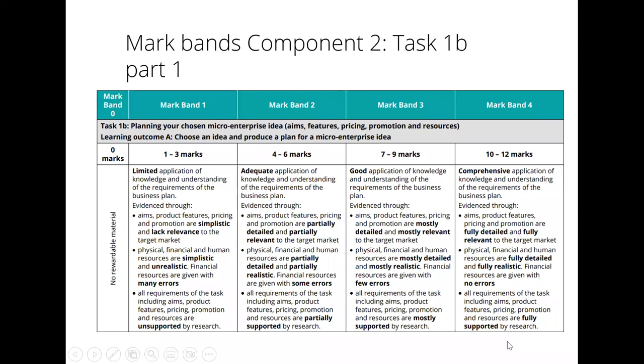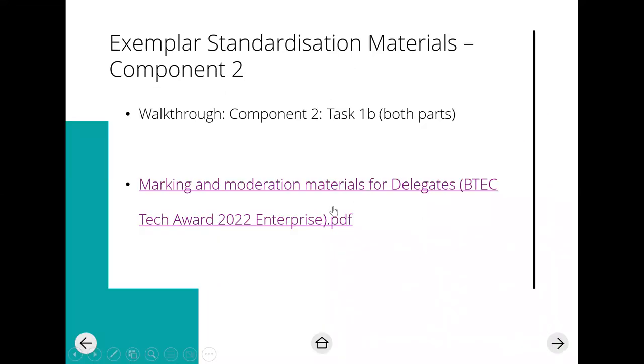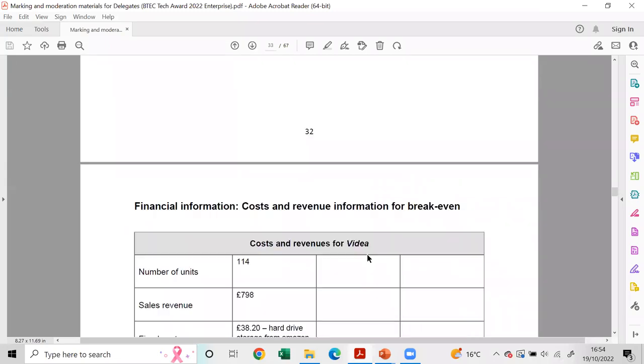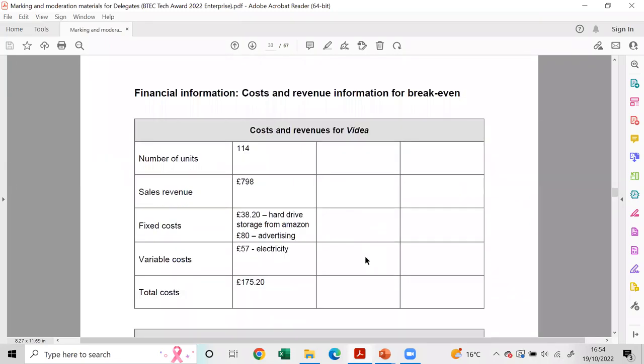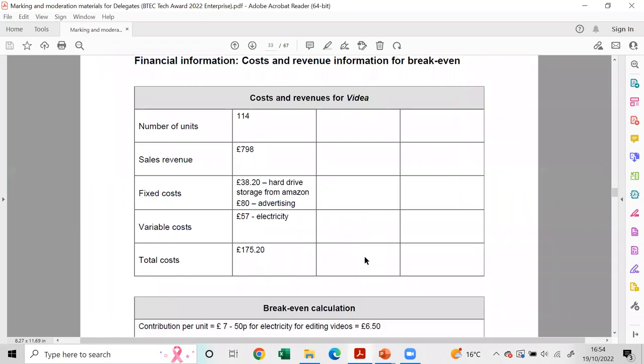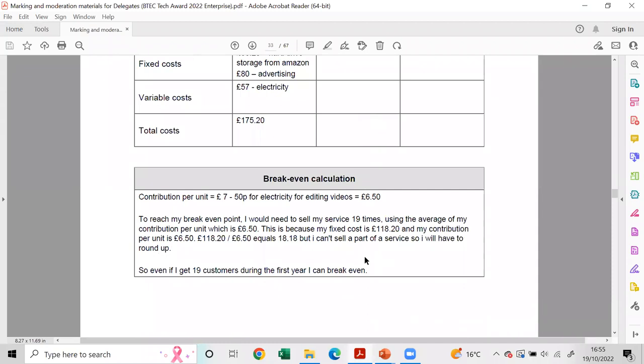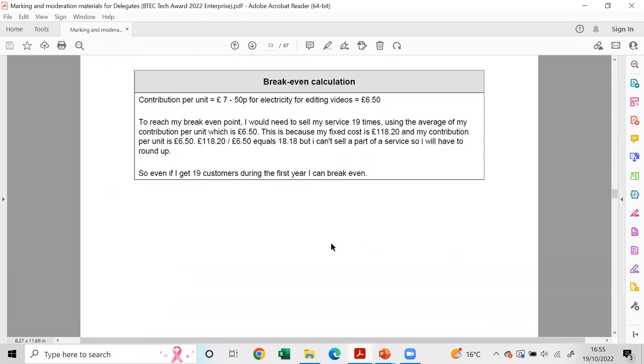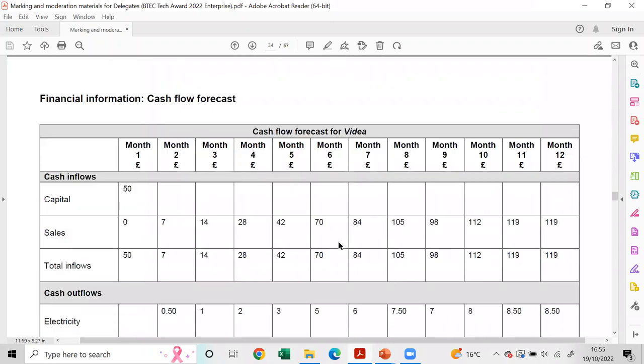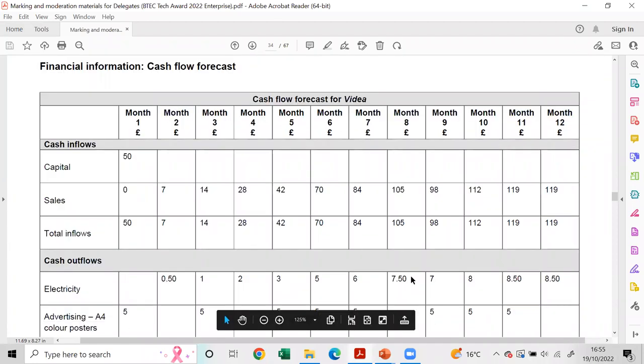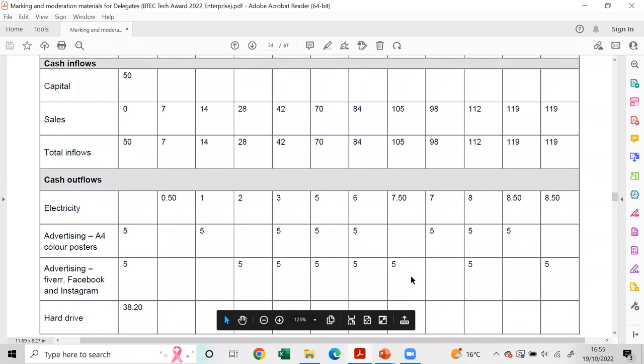If we now look at the second part of the business plan, these are the financial information. So they've thought about their costs. Okay. They split it up. They put the costs and revenues. They've done a break-even calculation. They don't have to draw the graph, but they've explained their break-even calculation. Okay. They've then done a 12-month cash flow. Now, all the figures they've put in here are accurate according to the costs they've used. And I've said that for a reason. According to the costs they've used, they are accurate.